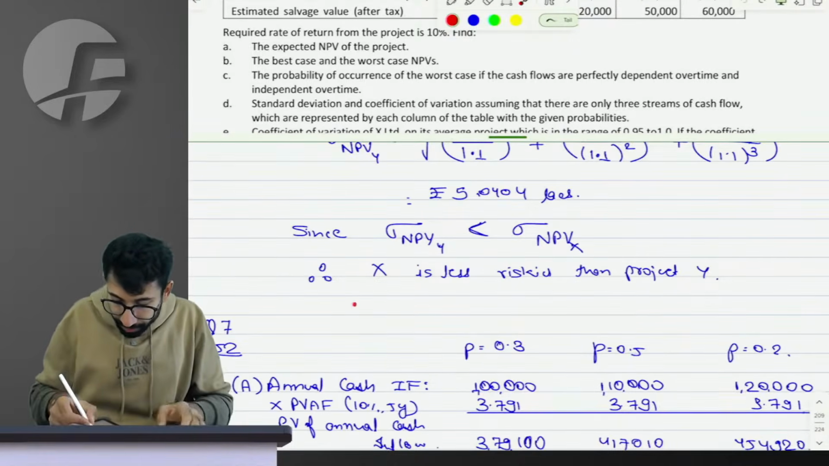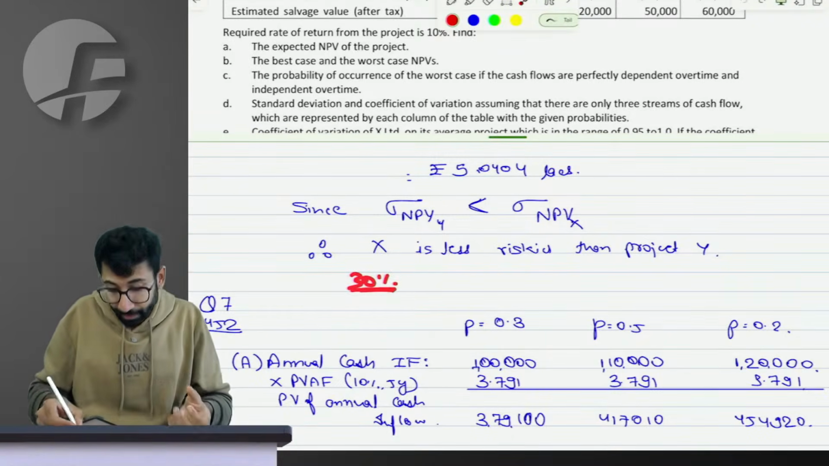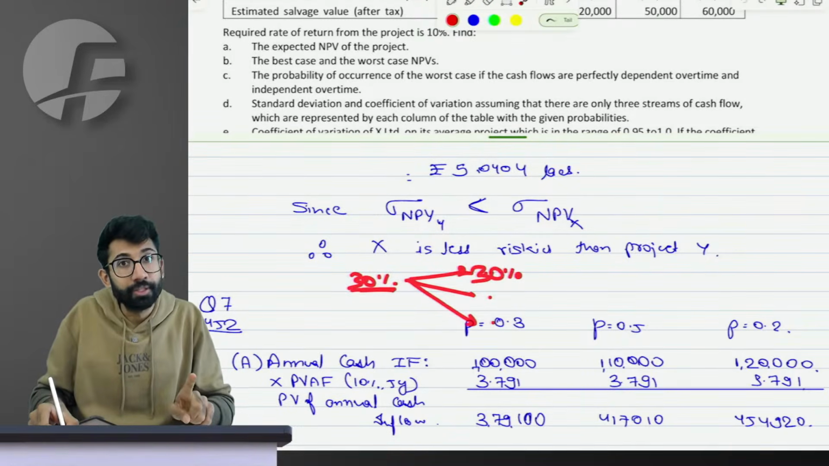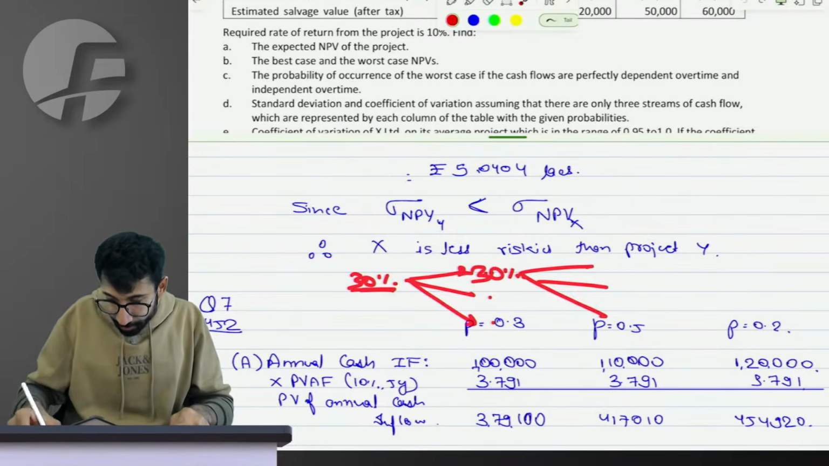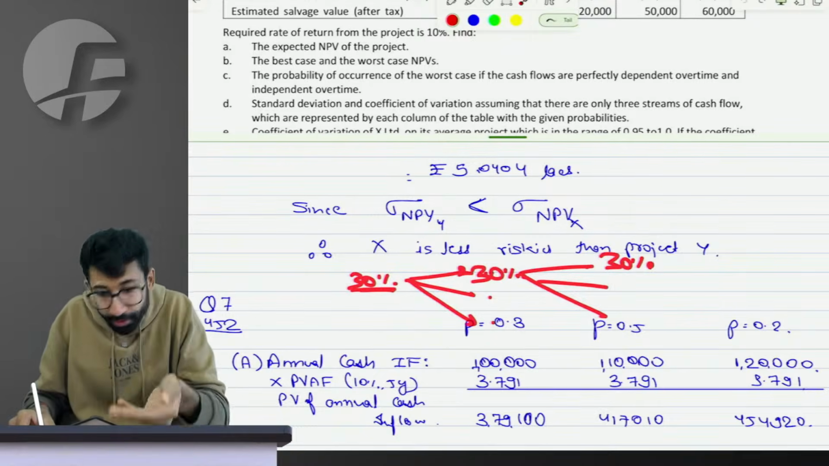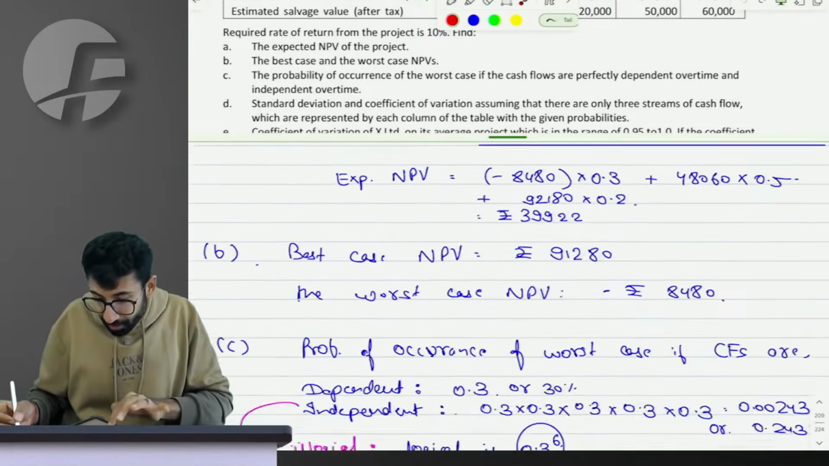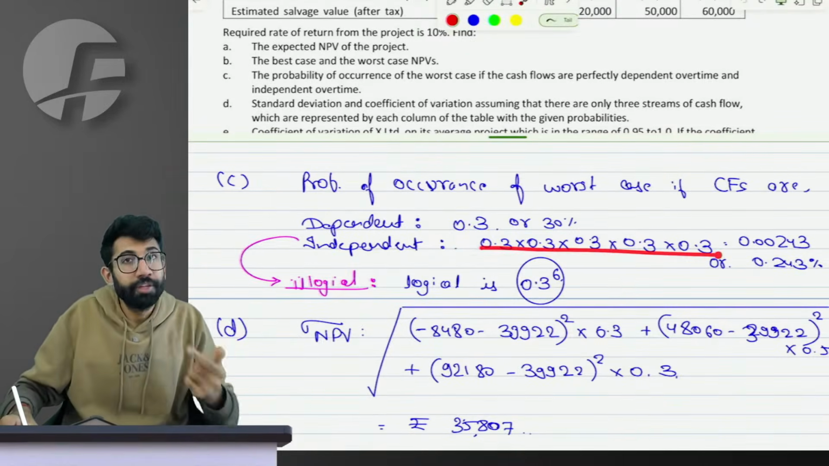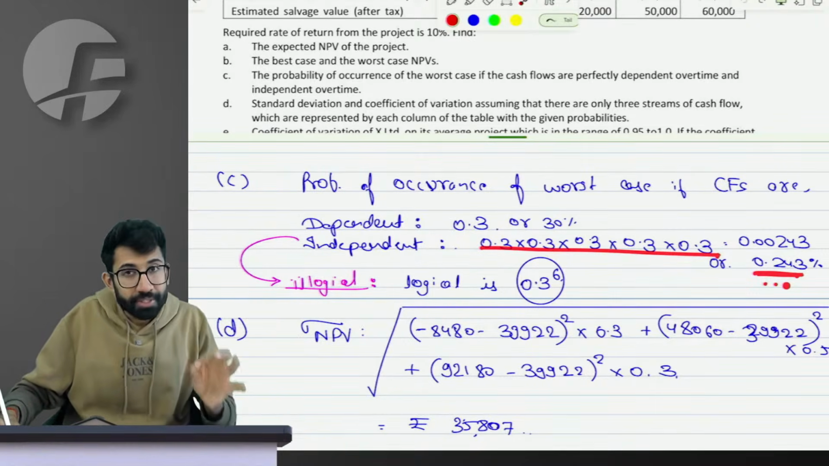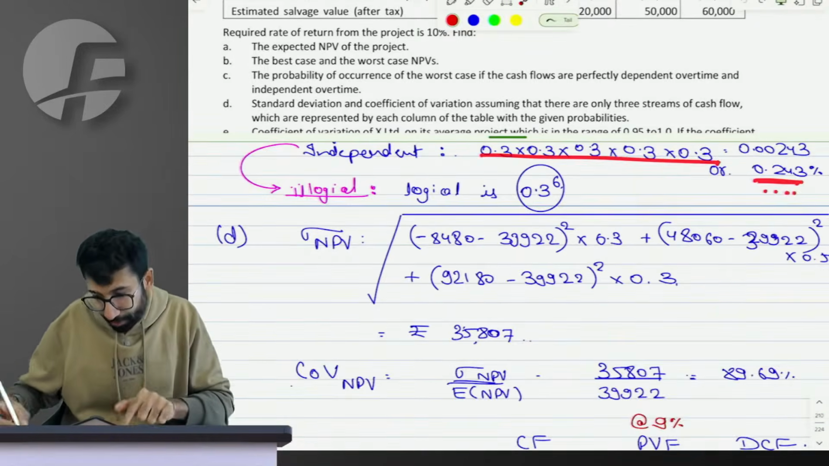But if the cash flows are independent, try to feel what I'm saying. In the first year, sir, there is only 30% chance of getting 1 lakh. Then in the next year, I again have 3 possibilities in which 1 lakh is only 30%. Then again in the third year, getting 1 lakh has only 30% chance. So 30% into 30% into 30% for 5 cash flows gives me 0.3 to the power 5, which is nothing but 0.243% as the probability of getting that worst case NPV of 8,480.